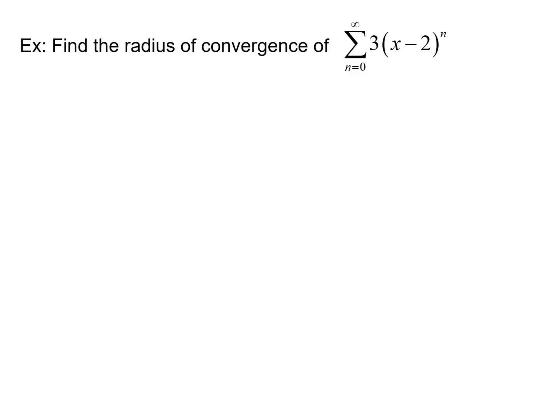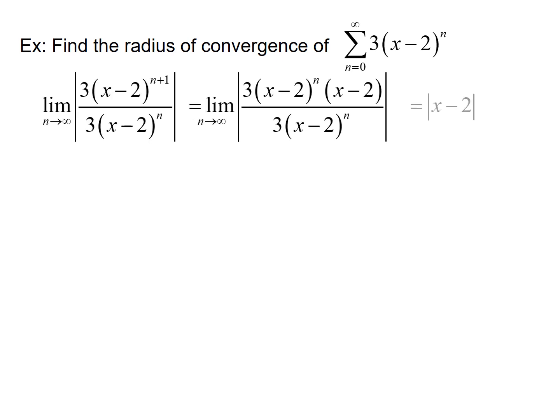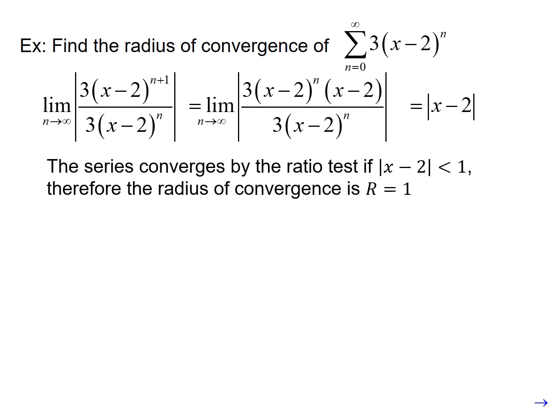Let's find the radius of convergence of this power series. So we apply the ratio test, simplify, cancel, and we end up with x minus 2. Well, we know that the ratio test tells us this converges if this limit is less than 1. So the radius of convergence is 1.